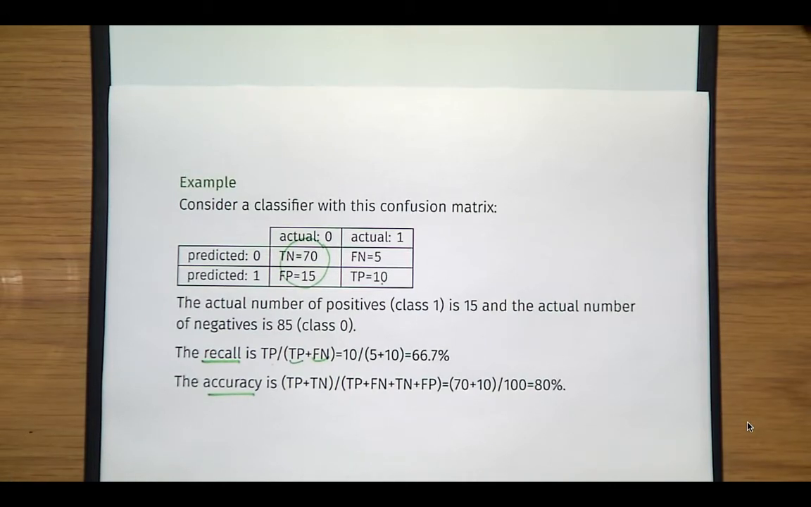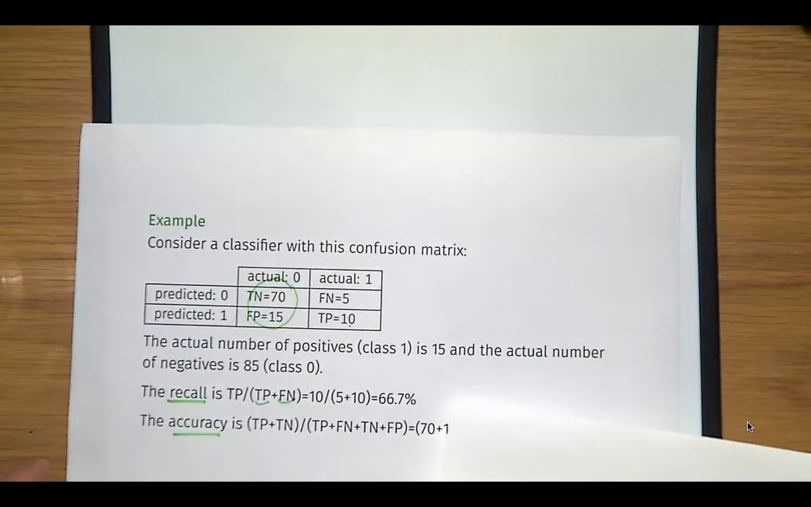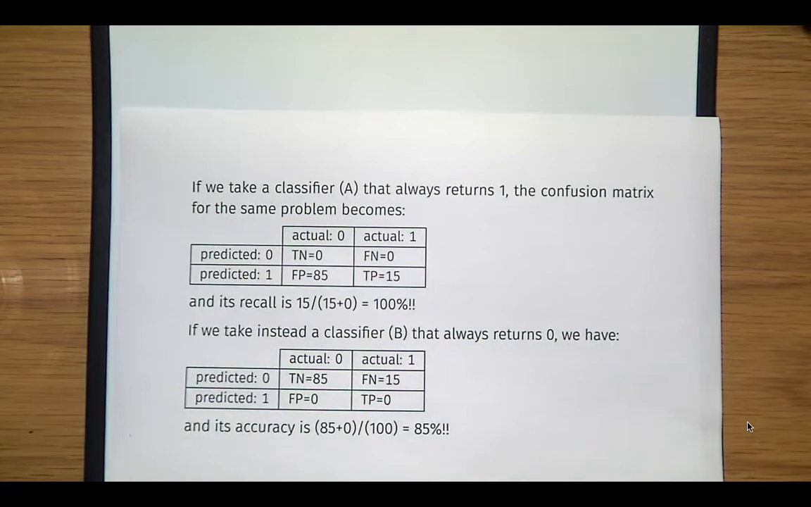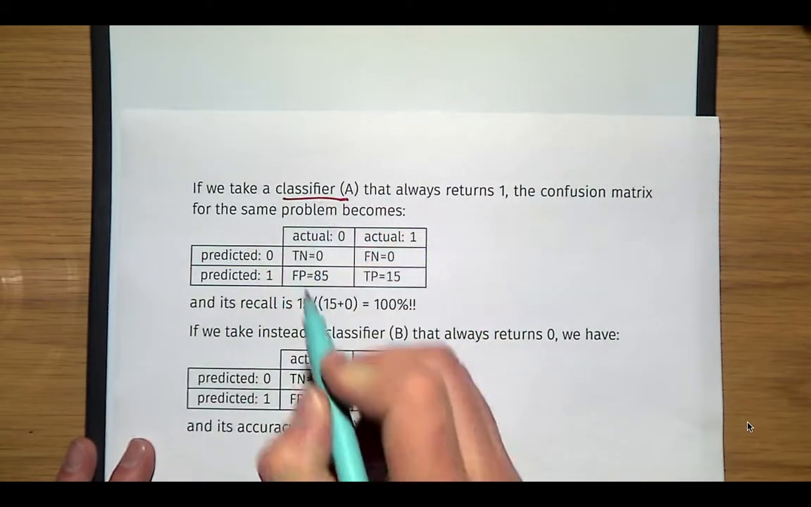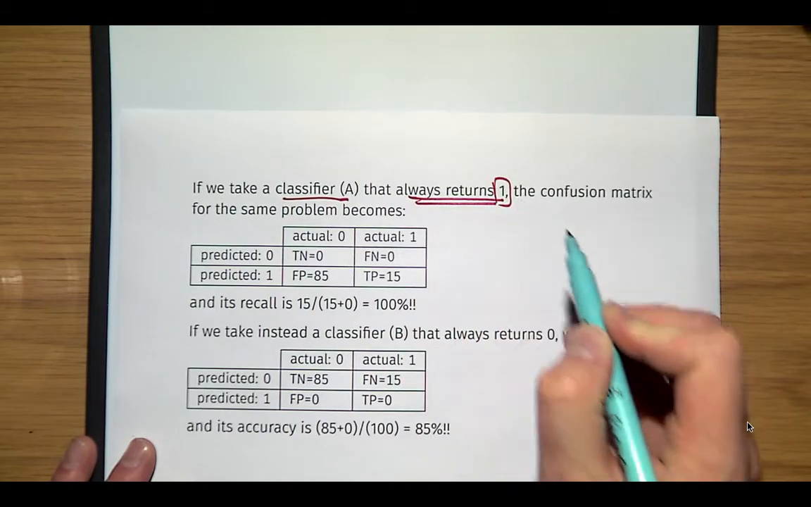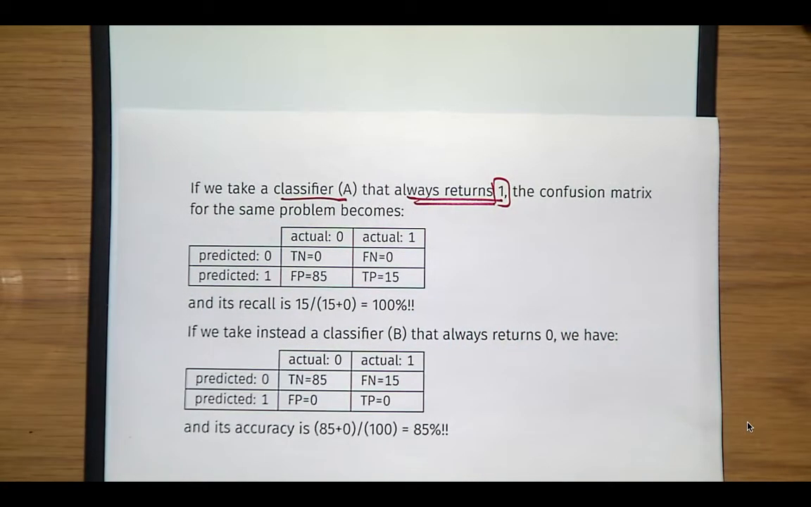Okay, so this is all fine, but I'll show you that I can beat any of these two numbers with very trivial classifiers. The first classifier always returns 1. It's not very smart, it's very non-informational. You really don't learn anything, you just return 1 all the time. So let's see what happens.